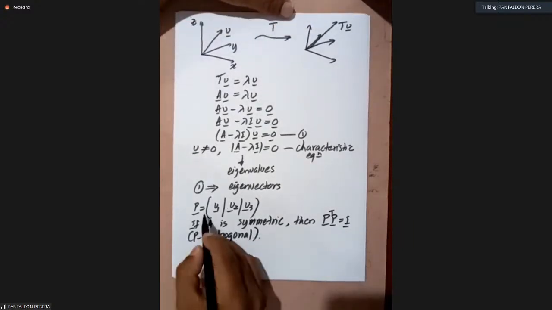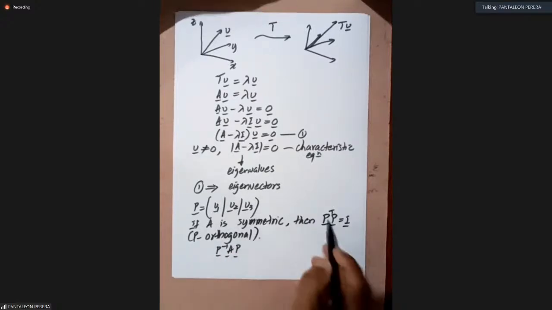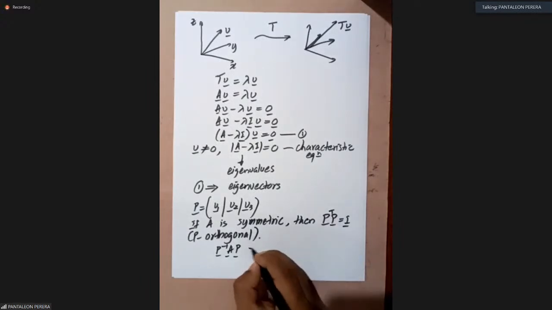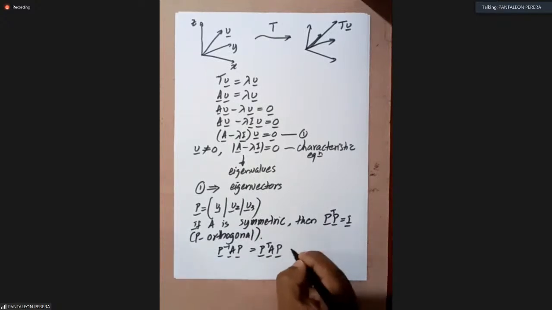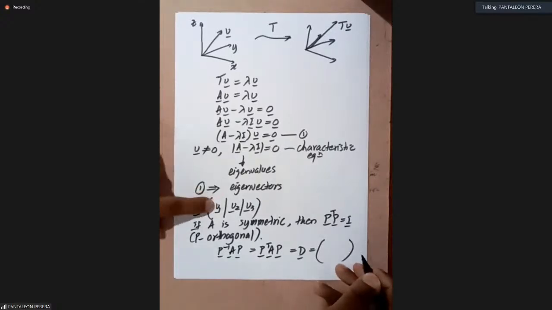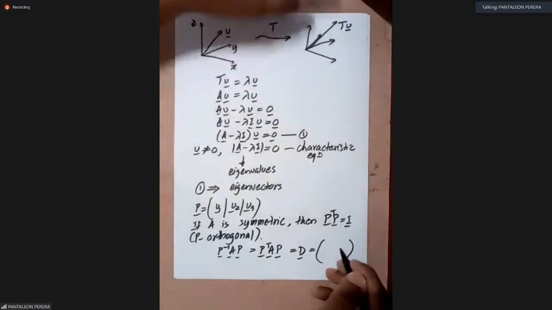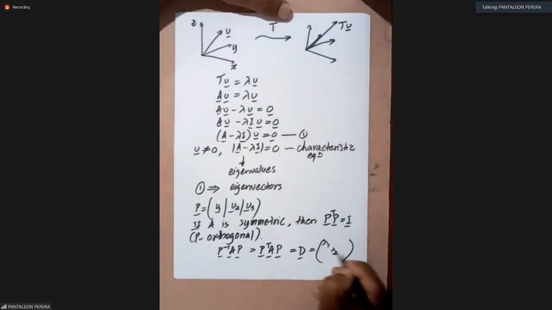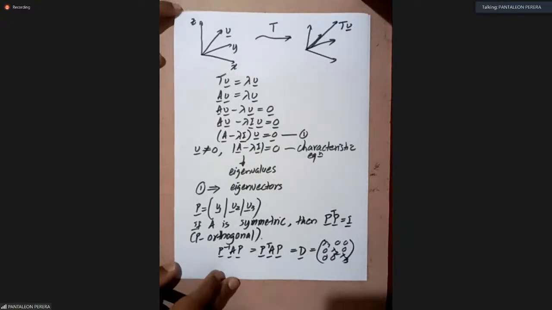And moreover, if you multiply this like P inverse AP, and when P is orthogonal, P inverse is P transpose. So you can write P transpose AP, which becomes a diagonal matrix. And the funny thing is that, say the eigenvalues are lambda 1, lambda 2, lambda 3, and these are the corresponding eigenvectors. So you get the diagonal form like this. It is always the case. So that's what we did.